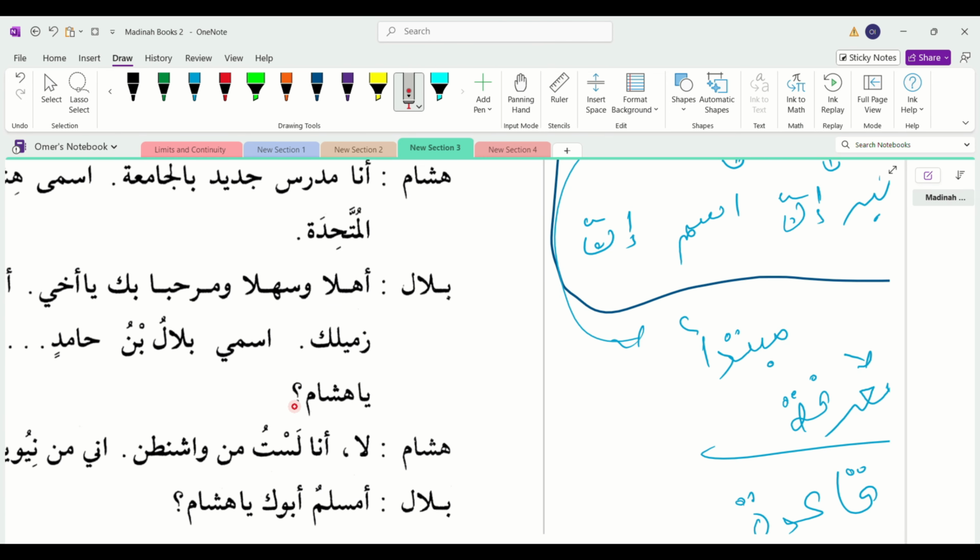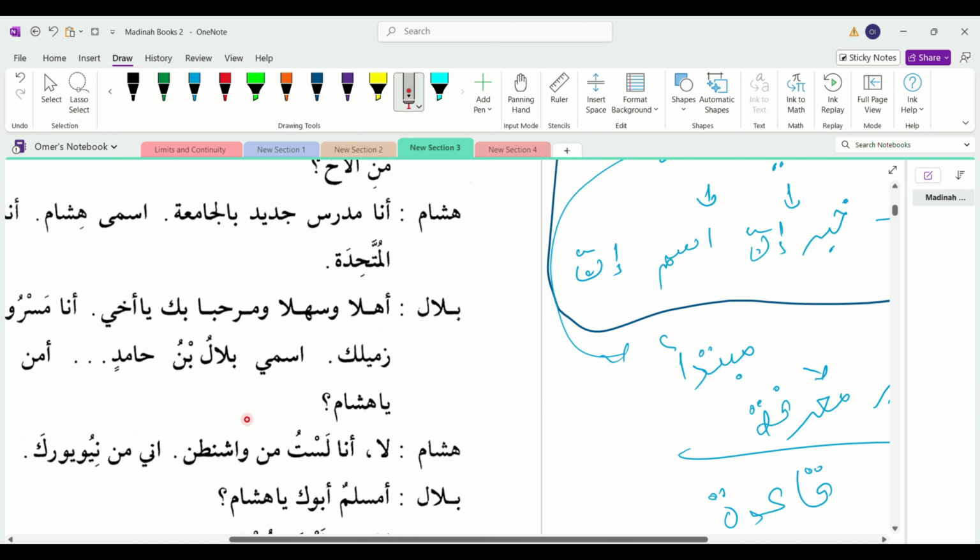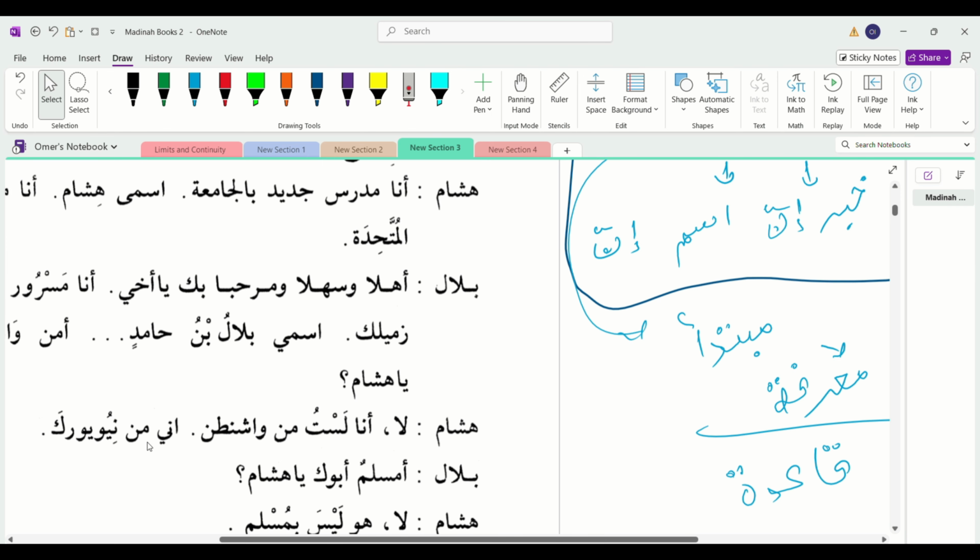So if you guys remember, when we used to add, if it was a fi'l, a ta with the dhamma in the end, it meant I. Since we learned the words for the past tense, this construction is for the past tense. So for example, ذهبت or صليت, I prayed, I went. So أنا لست, I'm not from Washington. أنا إني من نيويورك. Indeed, I'm from New York.